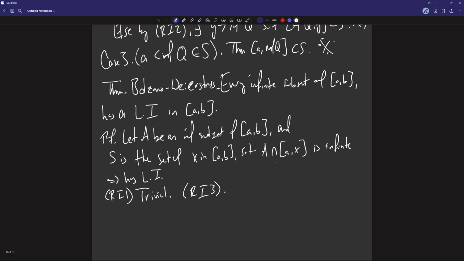So our axiom 3 is going to have it that since A intersection [a, x] is finite, if and only if A intersection [a, x], did I write that right? Is actually just going to be S. S is intersected with [a, x] is finite.